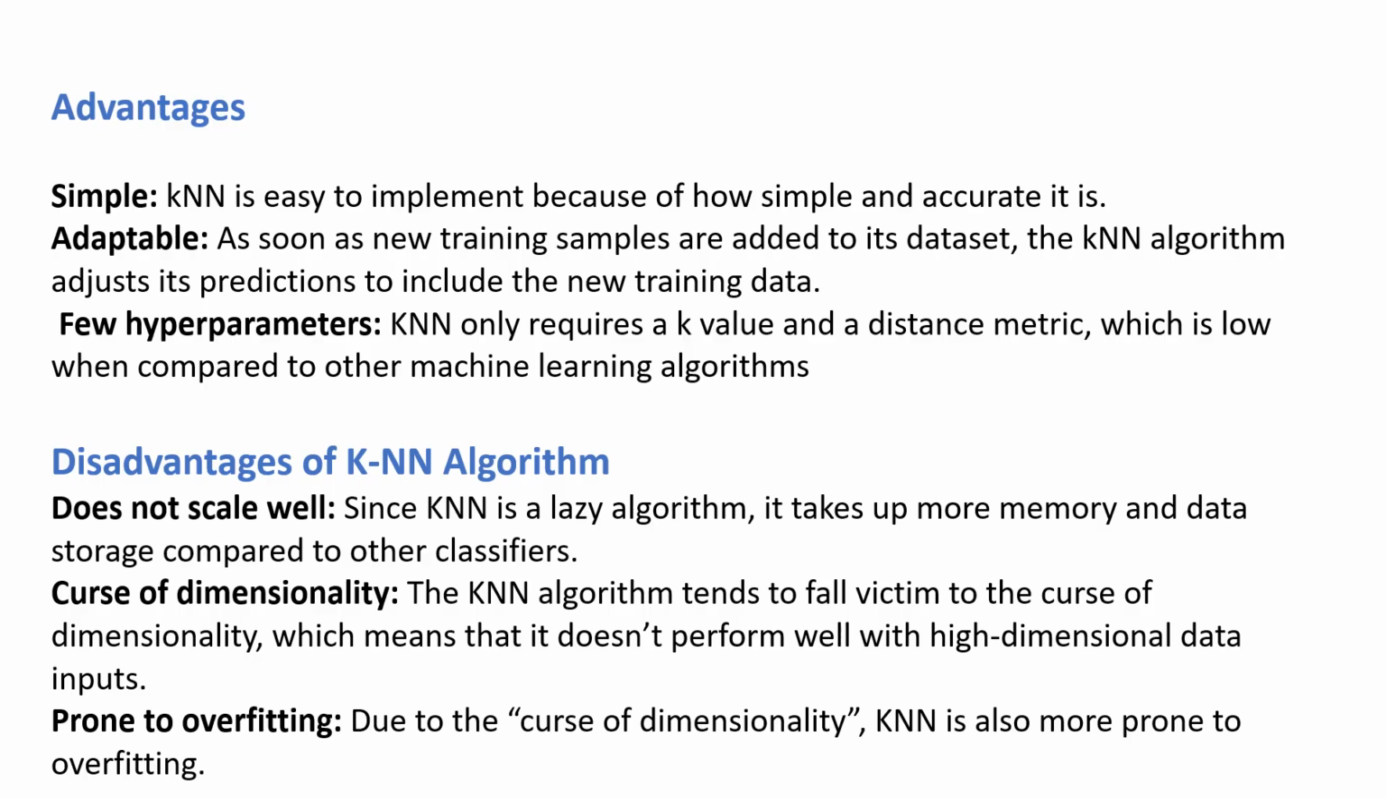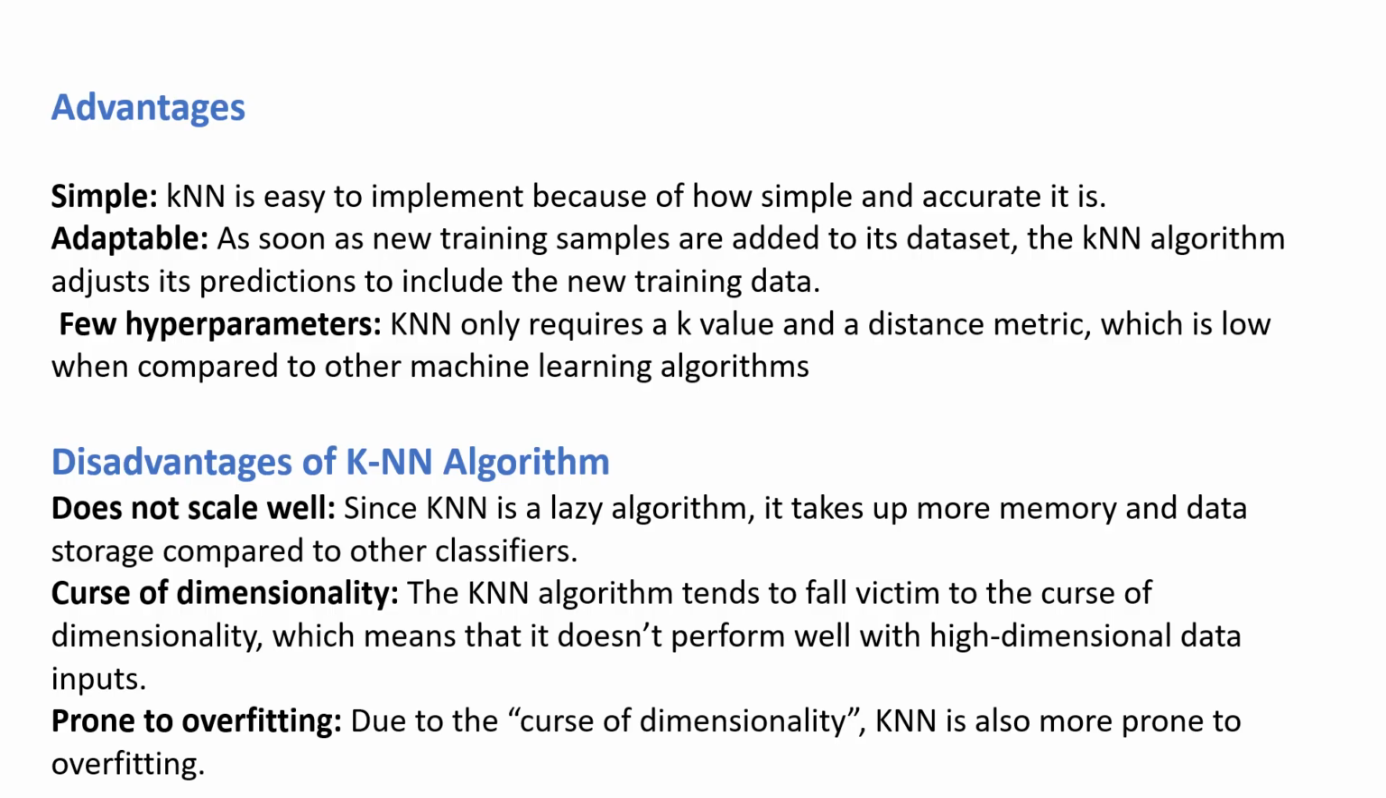Advantages. It is very simple because it is not making any own algorithm. Just it is going to find out the distance and find the nearest neighbor. From that, it is going to make a voting for finalizing the result. Then it is adaptable for any new training data. With the data set, it is easily adaptable and finding the prediction for the new training data. Few hyperparameters. KNN only requires a k value and distance metric, which is low when compared to other machine learning algorithms.